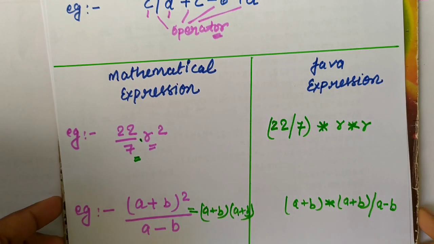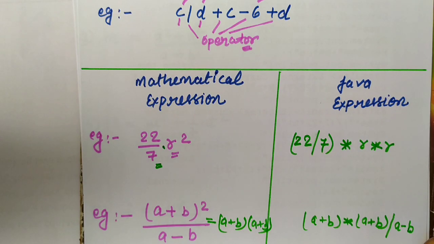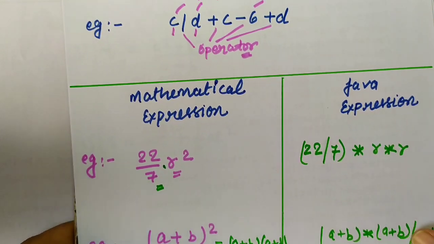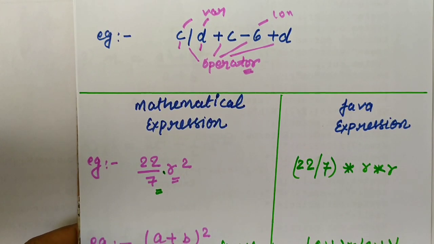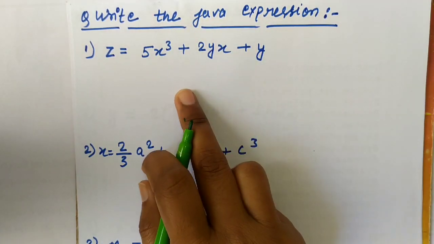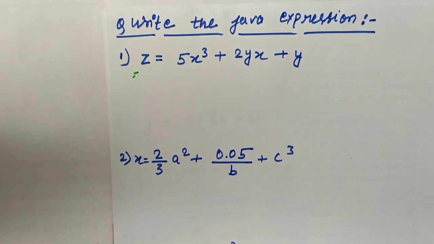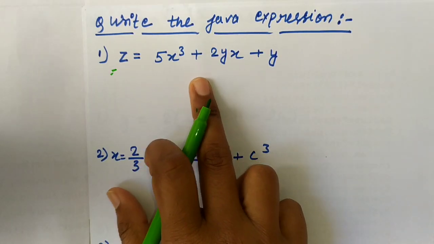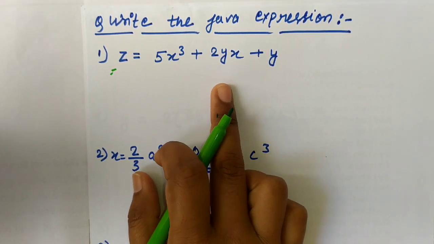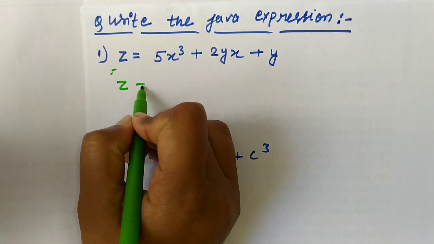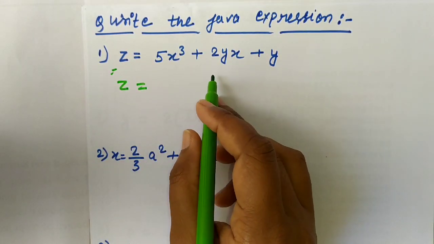For the 9th or 10th class, this is a 2 marks question. In our exam there is a question like this: write the Java expression for this. This is the mathematical form, and we have to write it as a Java expression, the way we write it in a programming language.